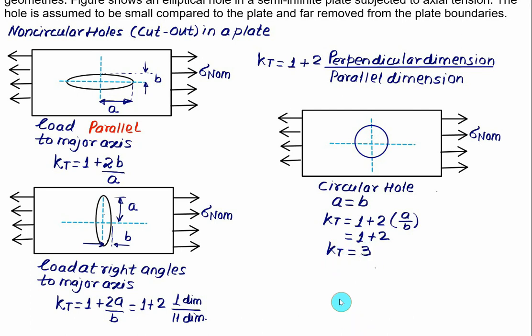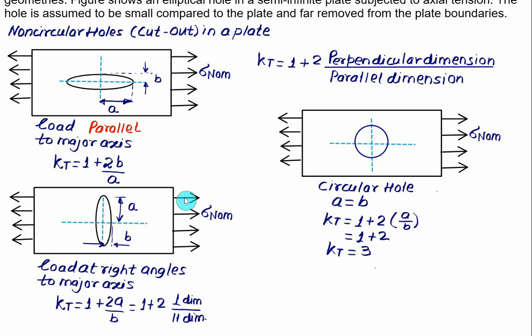So if the table value is not given, we can calculate the theoretical stress concentration factor. If the major axis of the elliptical hole is parallel to the load, in that case it will be 1 plus 2 times, and you have to remember the perpendicular dimension b divided by the parallel dimension. And in case of an elliptical hole where the major axis is perpendicular to the load, we have kt equal to 1 plus 2 times the perpendicular dimension.